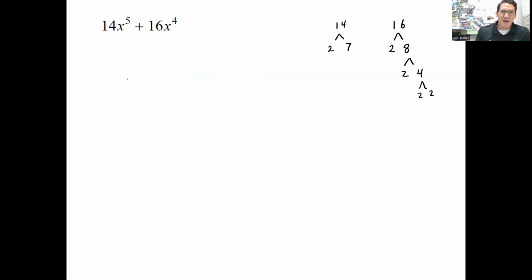You won't have to go all the way down, but I'm going to expand it fully. So I'm going to put things back in. So 14 is 2 times 7, and then x to the 5th. 1, 2, 3, 4, 5. Plus 16 is 2 times 2 times 2 times 2. 1, 2, 3, 4 2's at the bottom there. And then 1, 2, 3, 4. Whew.